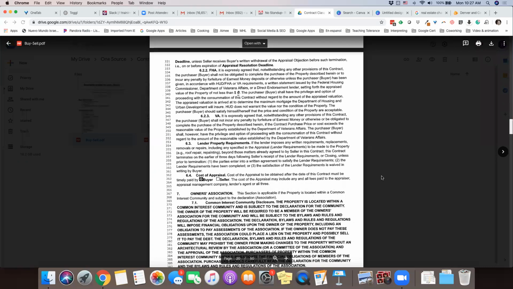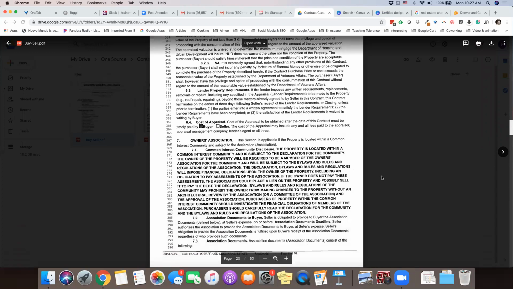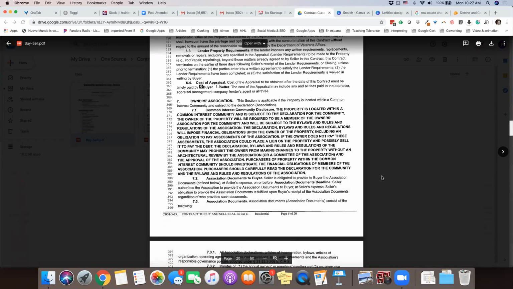6.4, who is paying for the appraisal? Normally it's the buyer. Paragraph 7 is dealing with homeowners associations. This is going to be the obligation of the seller and listing agent. I will tell you, keep track of this if you can, to make sure the buyer gets all the proper documentation that is required for them to make a good decision. If they don't like something, then they can bail.